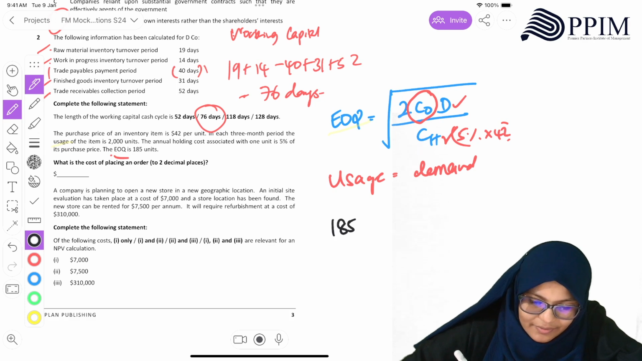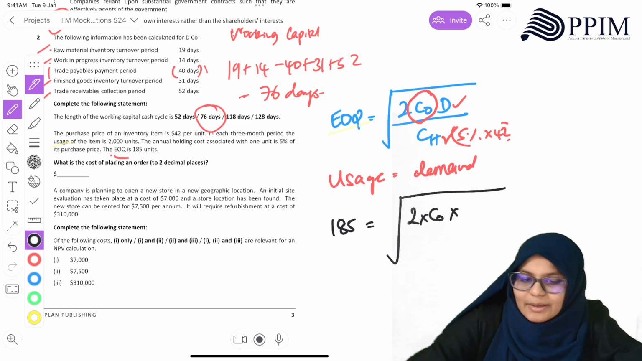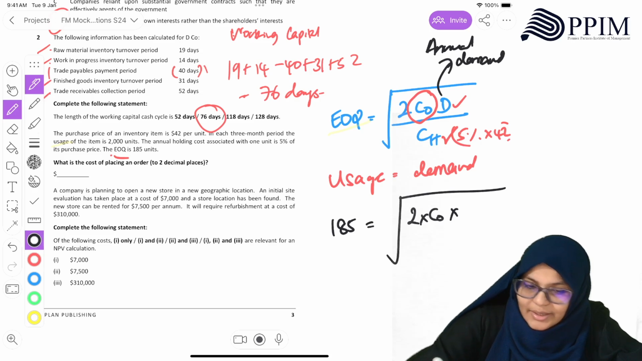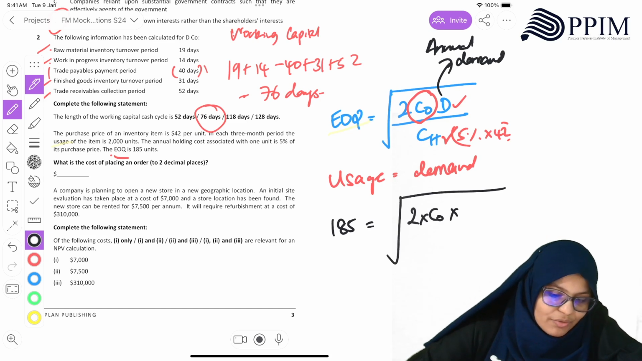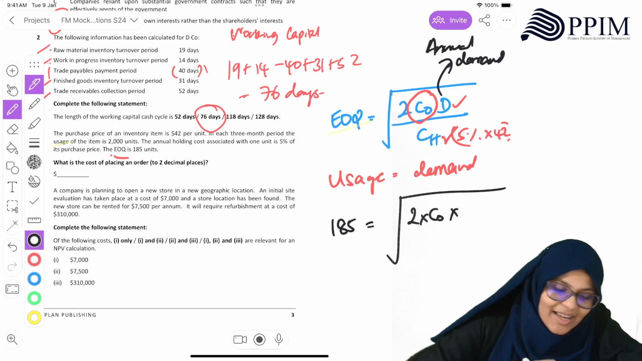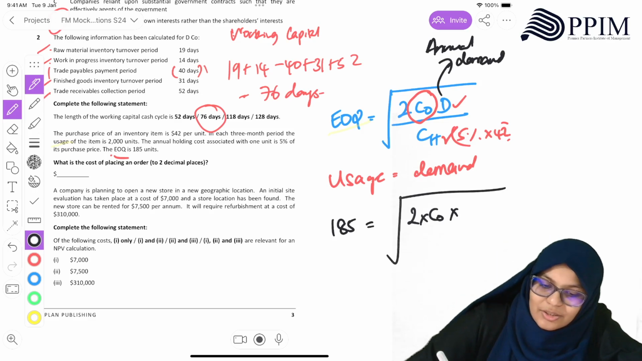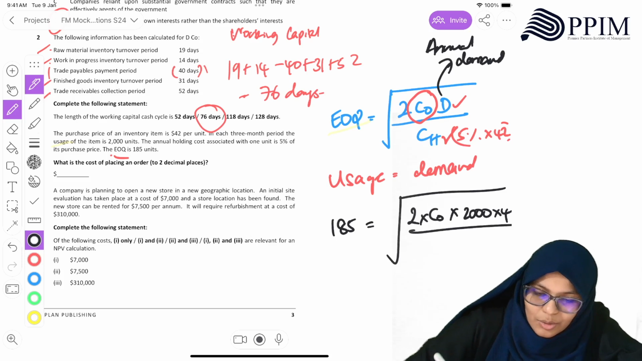EOQ is 185. That should equal the root of 2 times cost of ordering, which we don't know, multiplied by demand. Now this demand, guys, I have already told you, is annual demand. It is not a monthly demand or a 6 monthly demand or anything. It is annual demand. So if you look here, they are saying 3-month period. In each 3-month period, the usage of the item is 2,000. So with every 3 months, the demand is going to be 2,000. For the entire year, it will be 2,000 into 4, because we have 4 quarters. Over cost of holding, they told me it's 5% into 42.